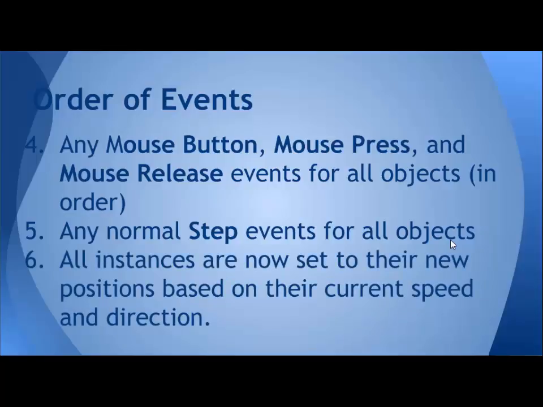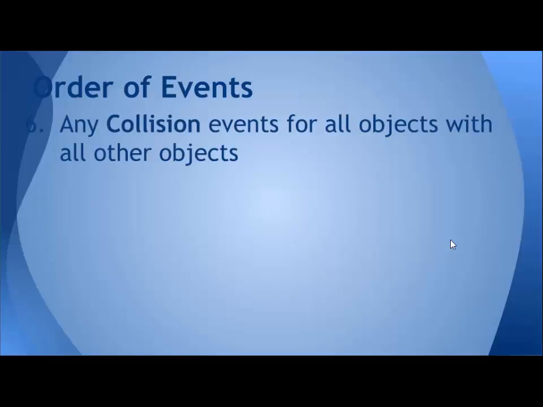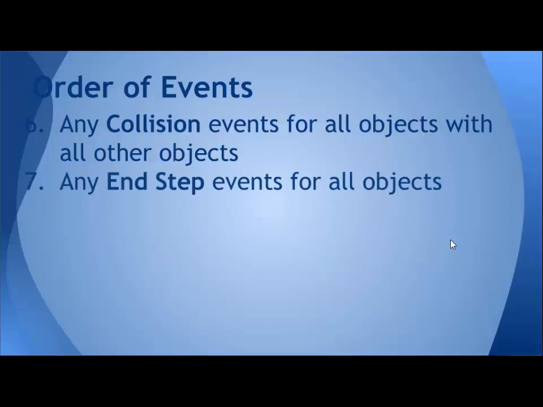Now finally, right after the step event, all the instances of all the objects are set to their new positions based on their current speed and direction. Now that everything's moved, you have to check for collisions between any of the objects. So it checks for collisions between the objects, and if there's a collision event defined, an event handler for that event, then it does the code inside that collision event. Next, you do the end step event, and you do that for all objects in the game.